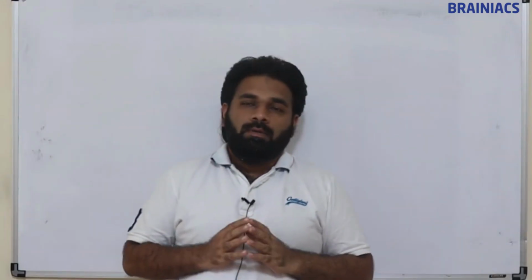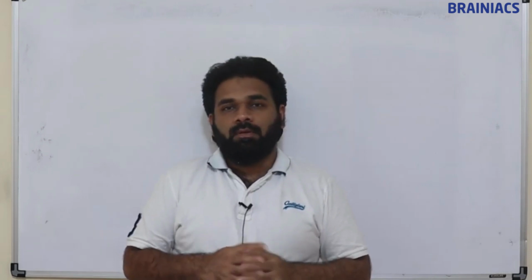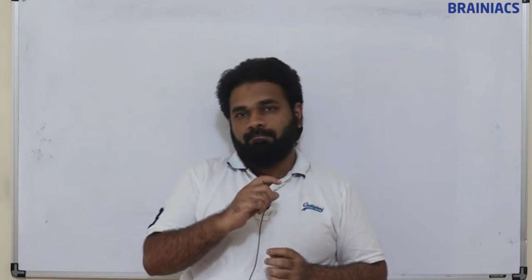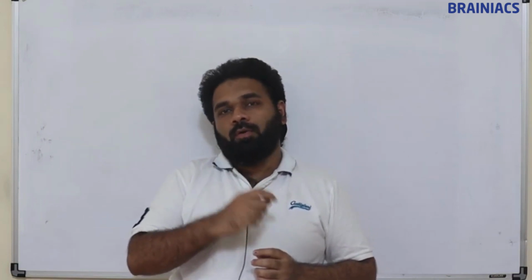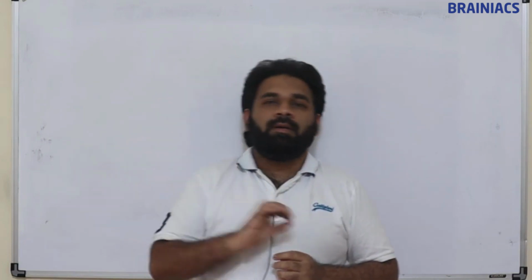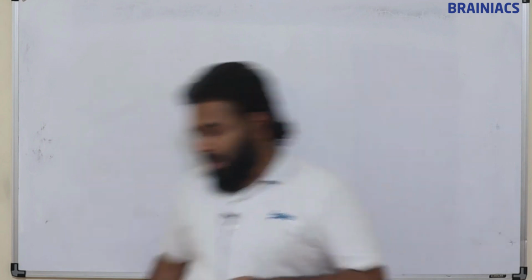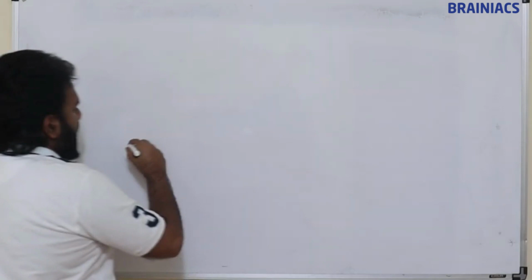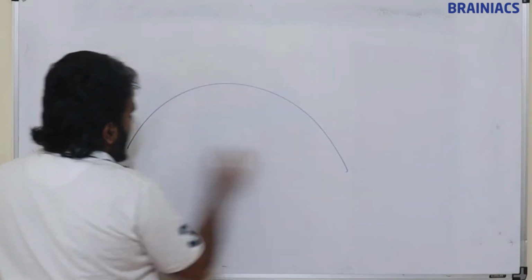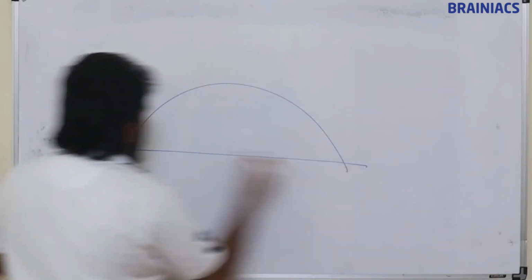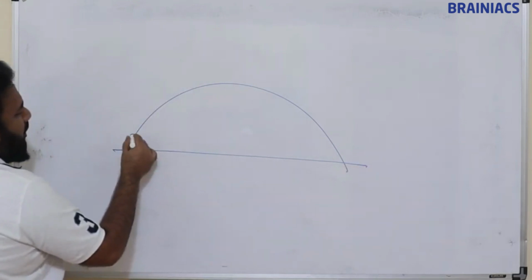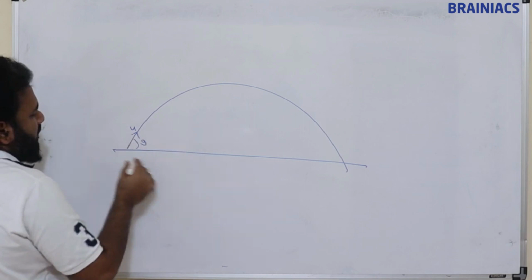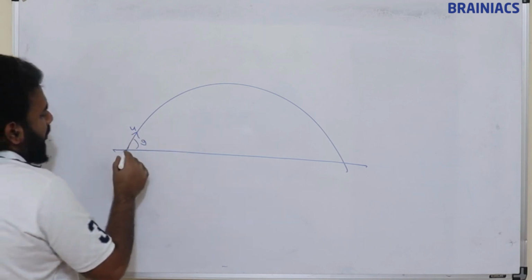Hi students. So in the last class we have seen the basics of projectile. A ball or stone or any particle is projected at an angle theta degree to the horizontal, just like this. So this is theta angle with an initial velocity u. Okay, so we discussed about this. Quick recap we will do.